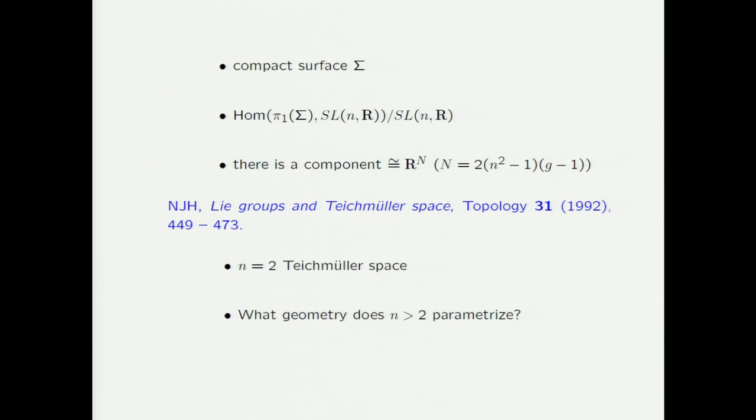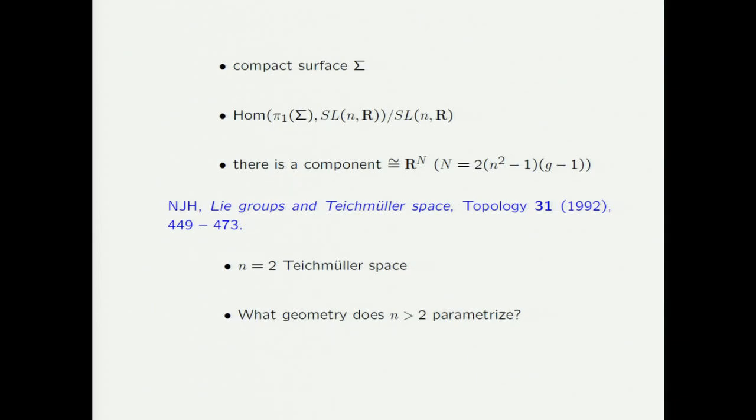They've proved a lot of things about these spaces, for example, that the action of the mapping class group is very nice, and somehow they should parameterize some differential geometric structure on the surface, modulo diffeomorphisms. And apart from n equals 2 and, in fact, n equals 3, there's not a satisfactory answer as far as I'm concerned.